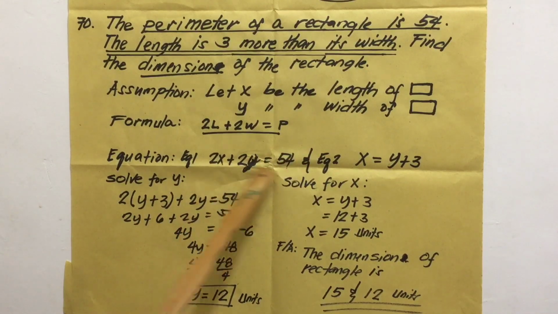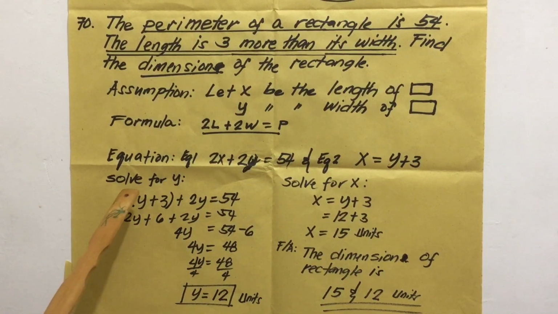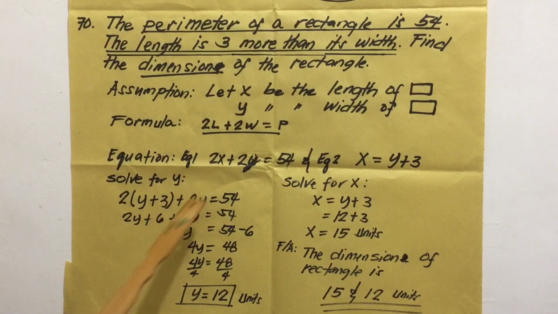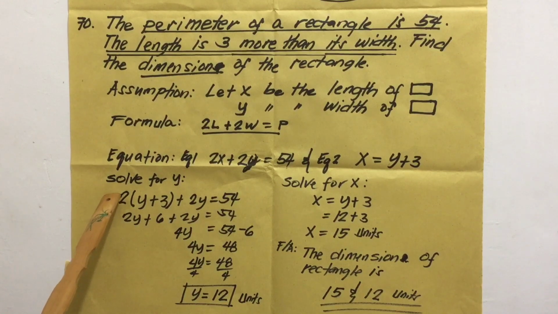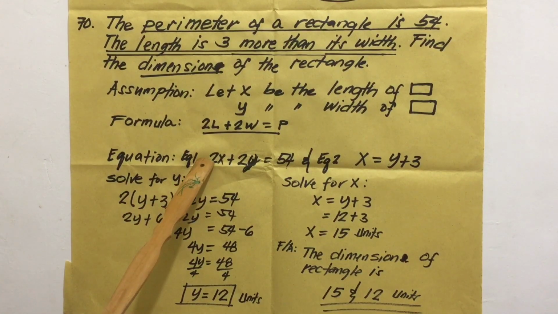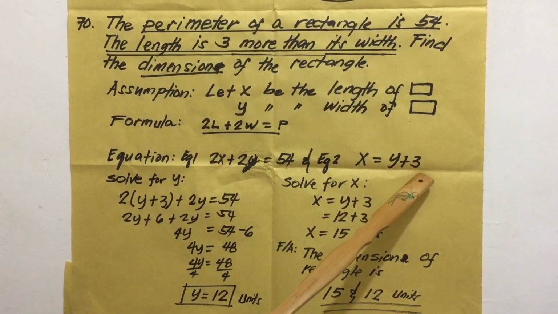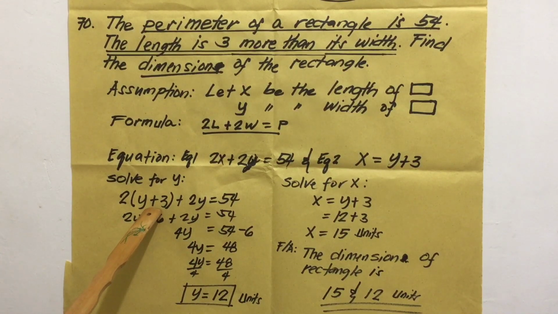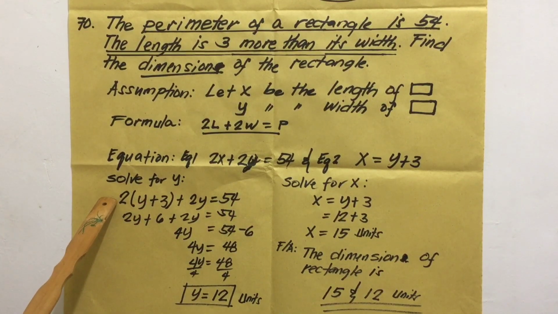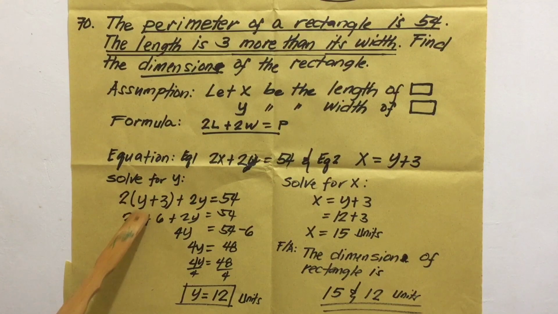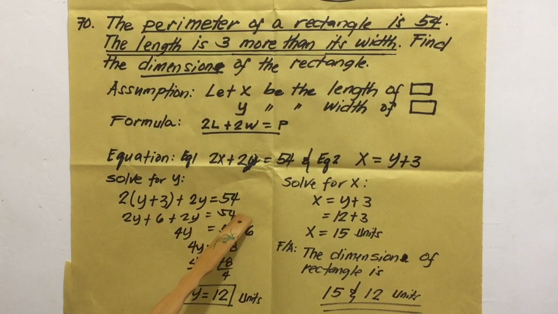So upon knowing the first and second equation, we're going to solve for y using equation 1. We copy 2 here, and the value of x is y plus 3, so you're going to change the x here, plus 2y equals 54. Then simplify: 2 times y equals 2y, then 2 times positive 3 equals positive 6, then copy 2y equals 54.